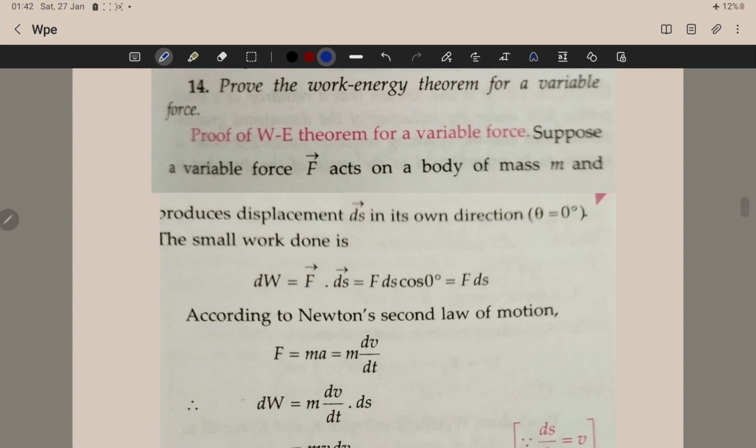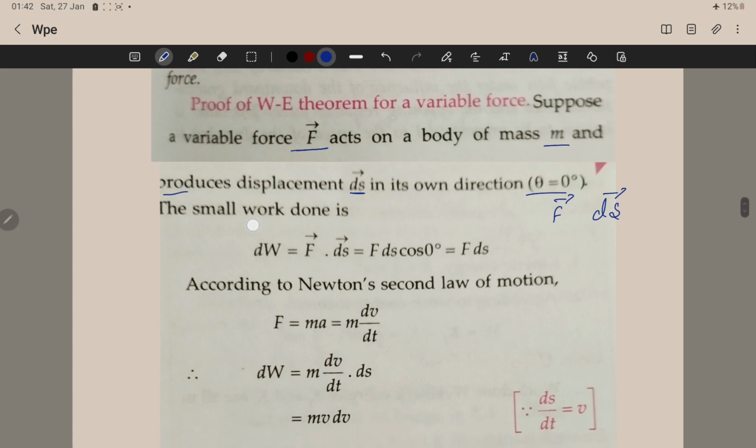Okay, so suppose there is a variable force, denoted by F vector, which acts on a body of mass m and produces the displacement delta s vector. So now there is a variable force F vector, and it is producing some small displacement delta s vector in its own direction, because theta is 0, we are taking theta as 0. So can we write the small work dW is equal to this variable force F into the small displacement, because for a small displacement we can write work is equal to force into displacement, and this statement is true.